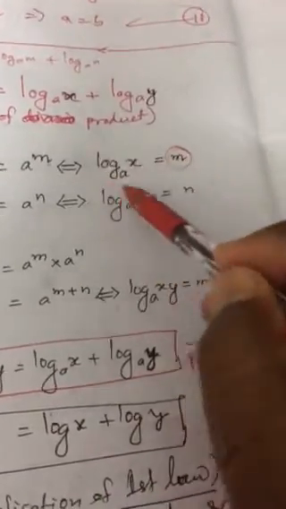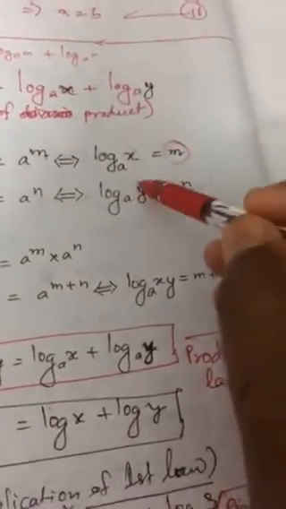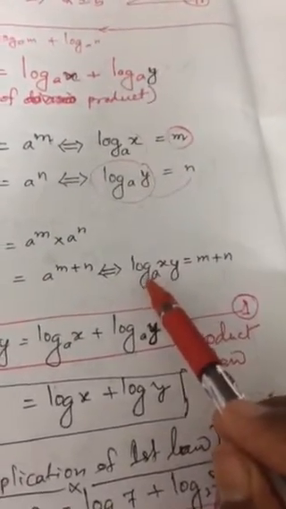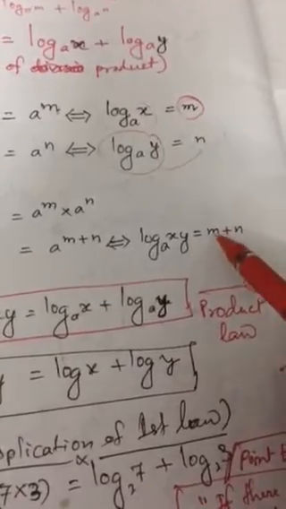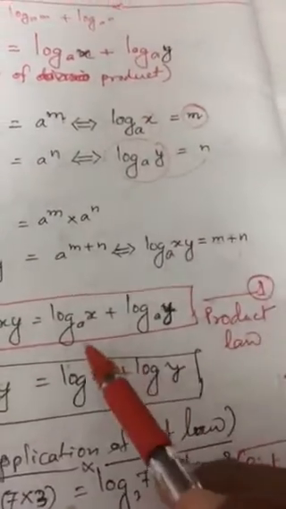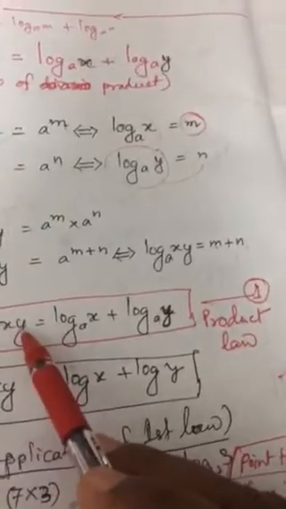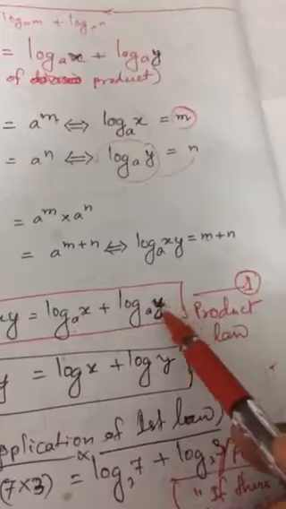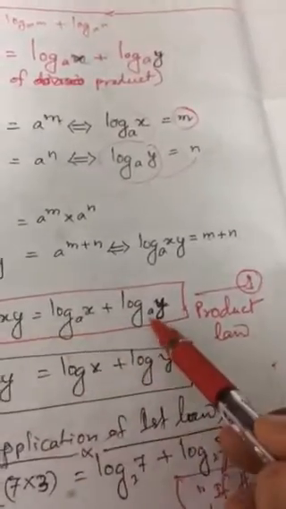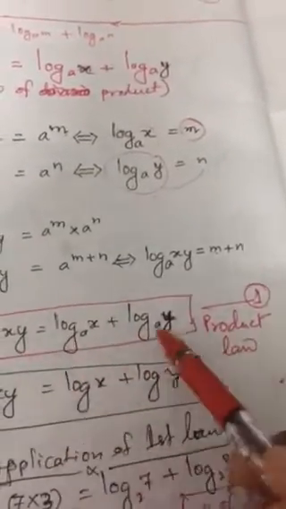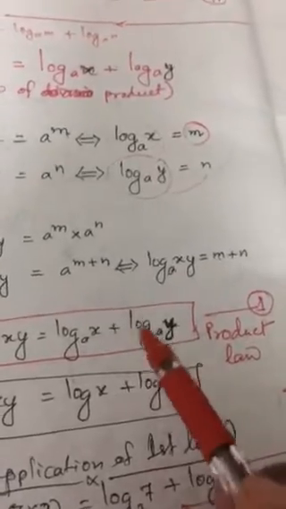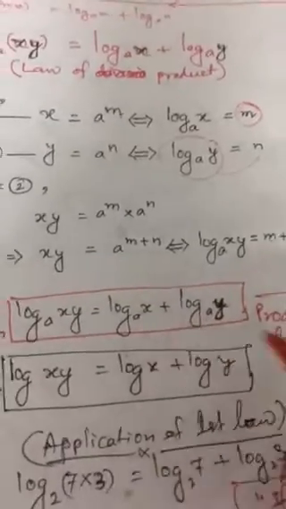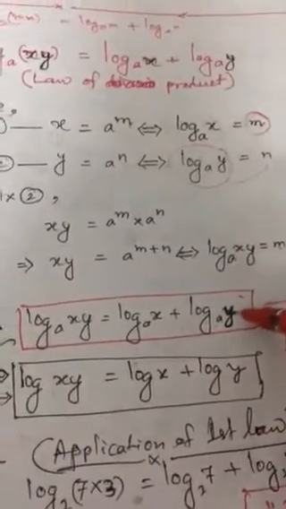It means this is the value of m, and this is the value of n. So here we can understand, if you replace the value of m and n, then you will get log of xy to the base a is log x to the base a plus log y to the base a. So this is the formula, or this is the law of product. This is called the product law of logarithm, and this is how it is derived.